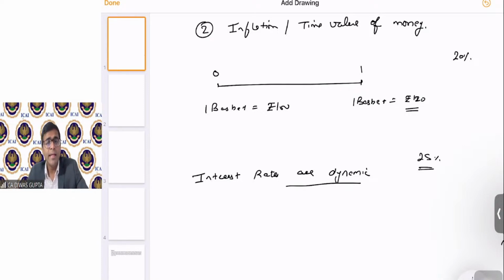Plus, in the Indian context, RBI is also authorized to change some of these interest rates. You would have seen in their policies that they notify different interest rates or they notify the changes to the interest rates.